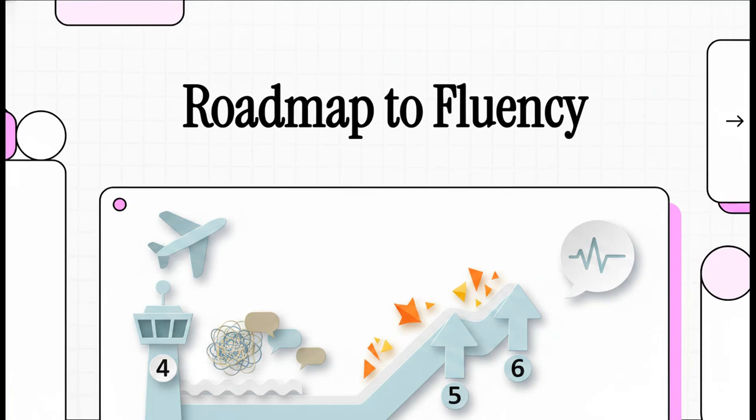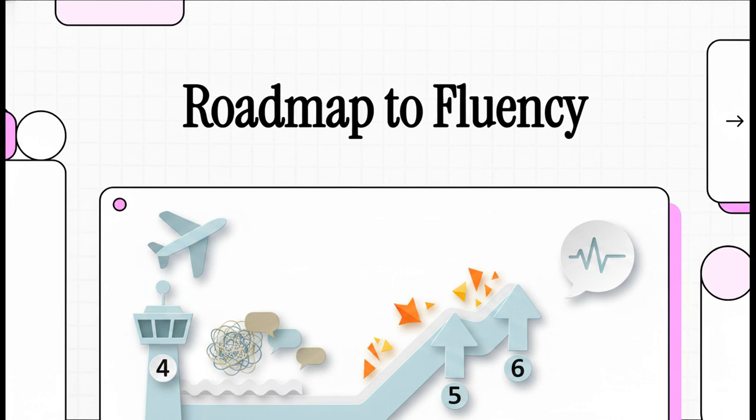Welcome to this explainer. Today we're tackling a hurdle that, let's be honest, pretty much every aviation professional faces at some point: the dreaded ICAO language assessment. So, you've hit level 4. You can fly the plane, you understand ATC, and you communicate safely. But for a lot of us, level 4 is really just a stepping stone.